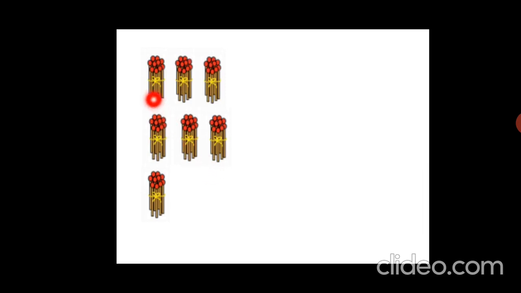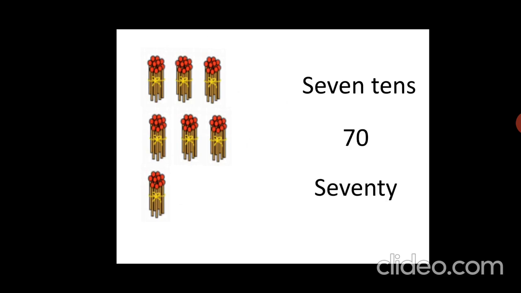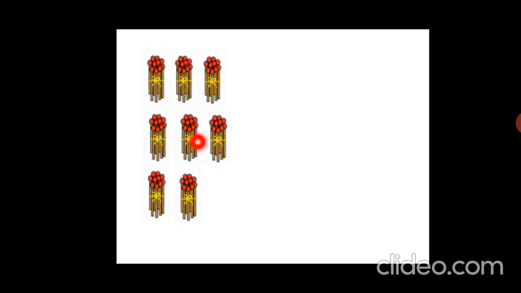Here we could see 7 bunches of matchsticks. In one bunch we have 10 matchsticks. In the second bunch we have 10 matchsticks. In each of the bunches up to the seventh bunch, we have 10 matchsticks. Total, we have 7 bunches. 7 bunches means it is 7 tens. 7 tens means 70. What's the spelling of 70? S-E-V-E-N-T-Y, 70.